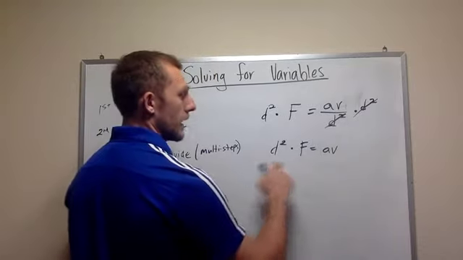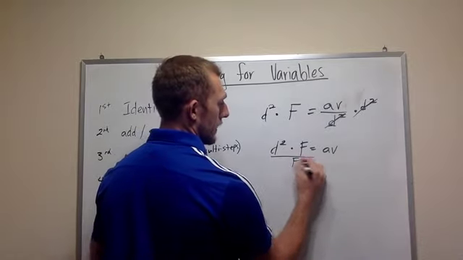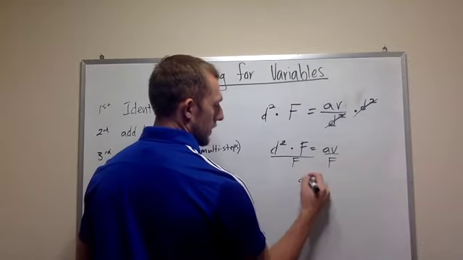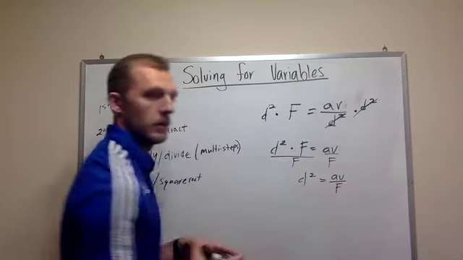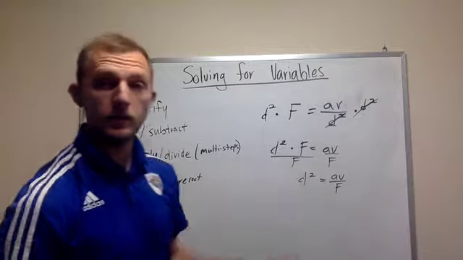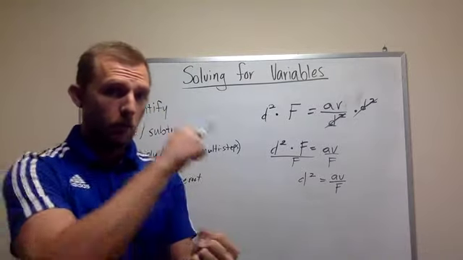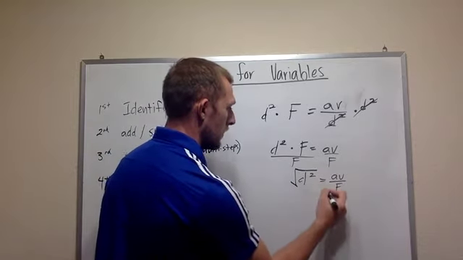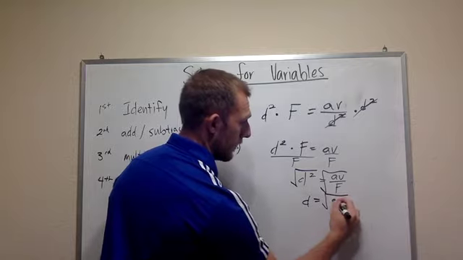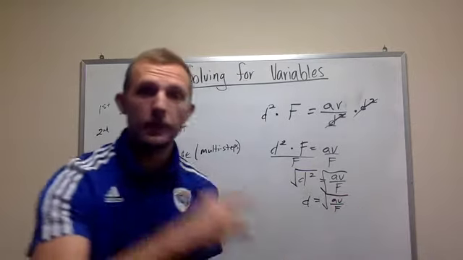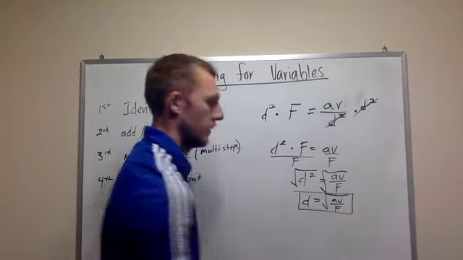Okay? So next we need to get rid of the F, right? So let's go ahead and divide by F on both sides. D squared equals AV all over F. Are we done? No, it's not on its own. It has a duplicate there. We need to get rid of that duplicate. How do we do that? Square root, right? D equals the square root of AV over F. Can we simplify that? No, we cannot. So just leave it as such. Okay?